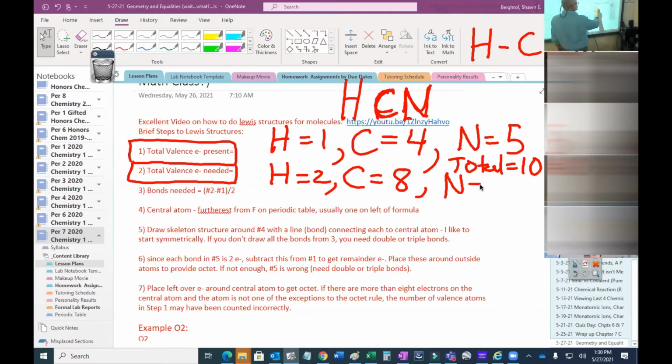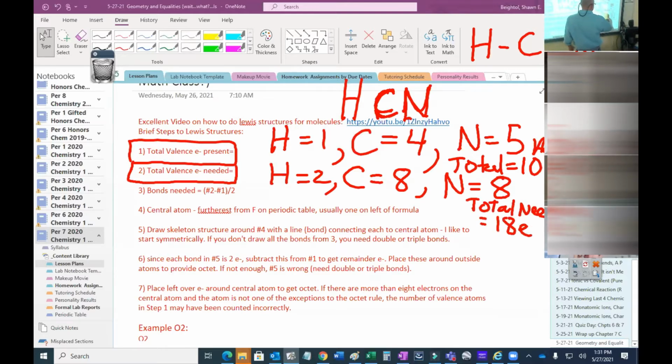So how many does nitrogen need to be stable? 8. All right, so now we total up what we need. 8 plus 2 is 10, plus 8 is 18. So the total needed is 18 electrons. Now, the reason why elements bond is because what they have is not what they need. They have 10, they need 18 together, so they're going to end up sharing electrons.